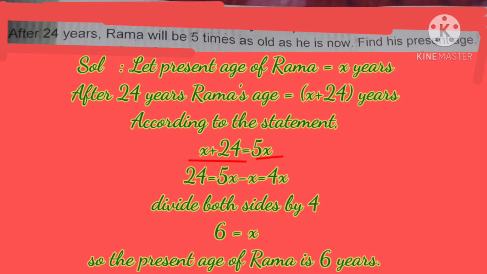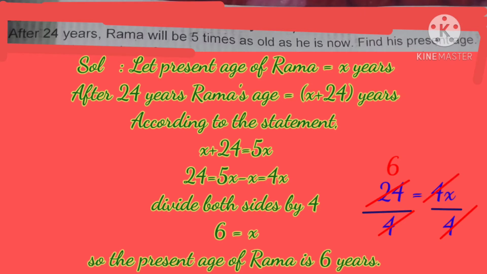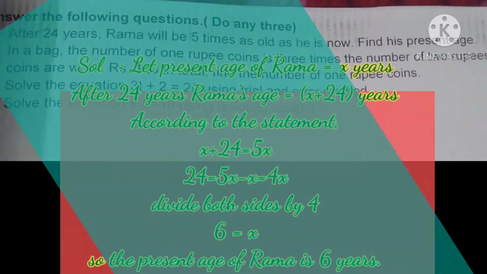Now we have to simplify it. So 24 is equal to, we will separate its variables, so 5x and x, this x will go to that side with negative sign. So 5x minus x is 4x. So this is 24 is equal to 4x. So divide both sides by 4. So we will get 24 divided by 4 is 6 and 4x divided by 4 is only x. 4 and 4 will be cancelled out. So the present age of Rama is 6 years.